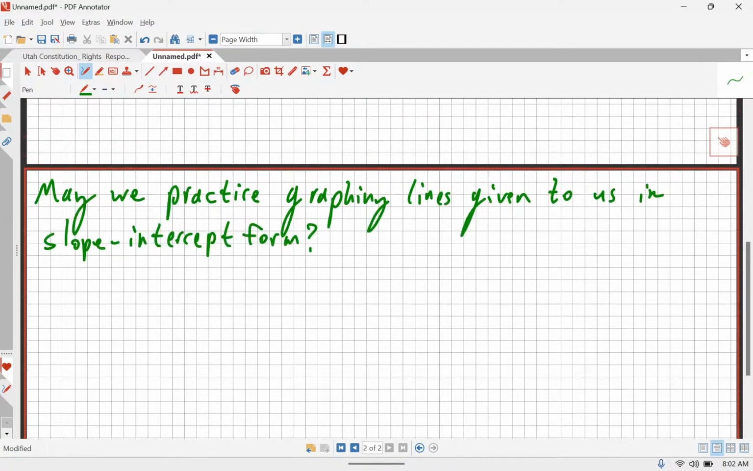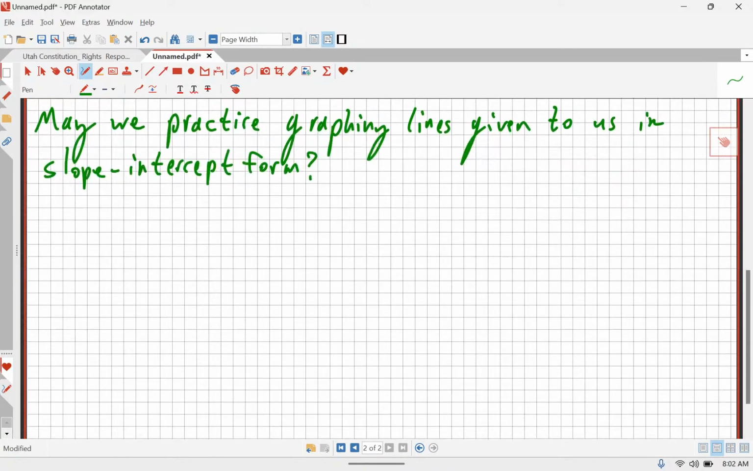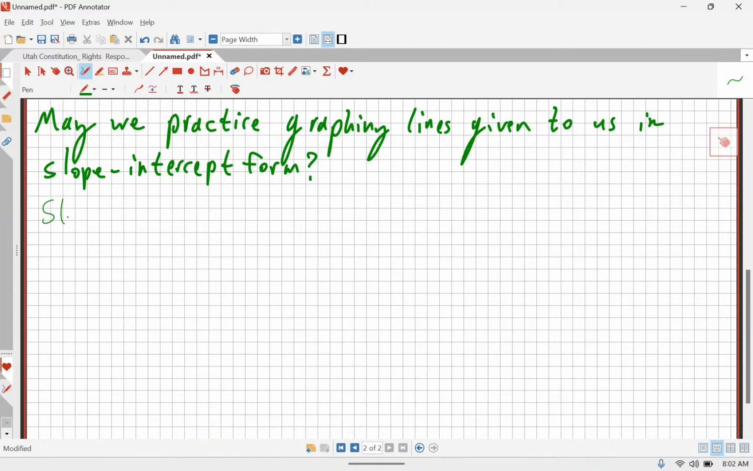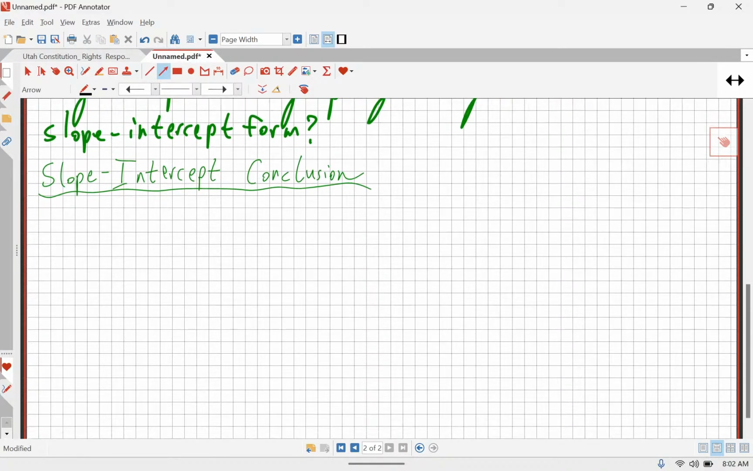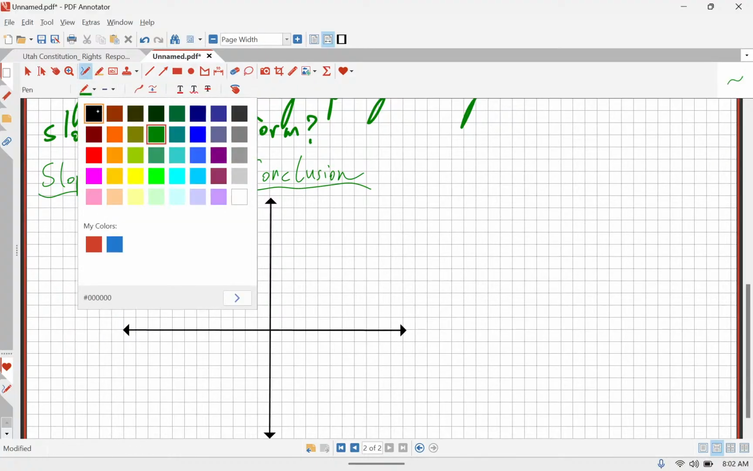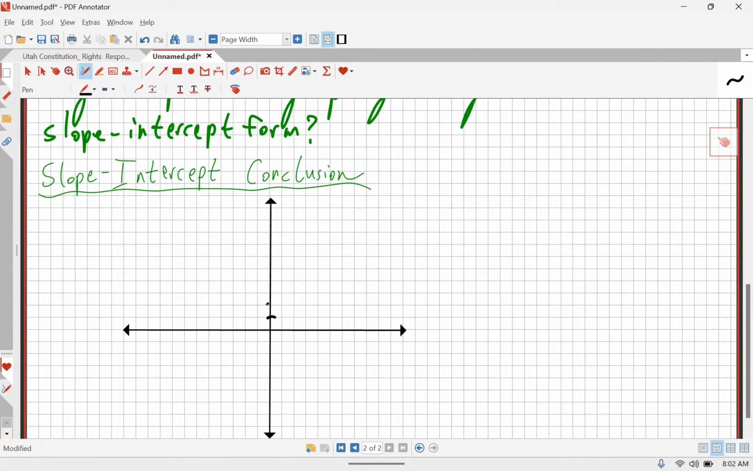Absolutely. Here we go. Slope-intercept conclusion. I need 1 more coordinate plane, guys, going 8 in every direction, and that's it. This is the last coordinate plane you actually have to draw all day. I mean, unless you have to do it in another class.